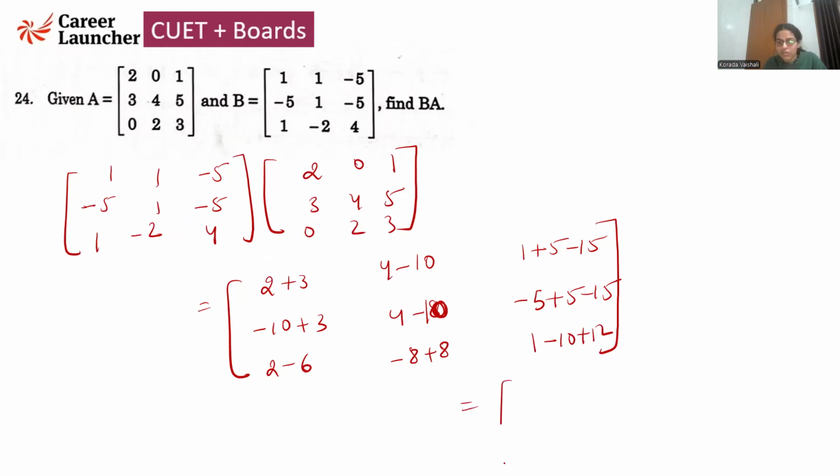So if you solve this, you will get 5, −6, −9 and −7, −4, 0, and 3. Yes. So this is the product BA.